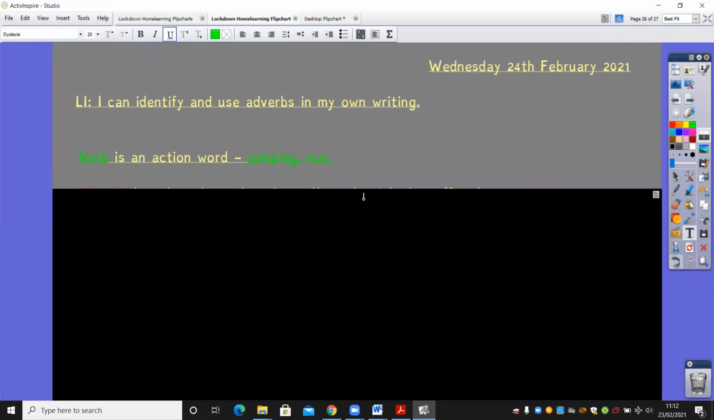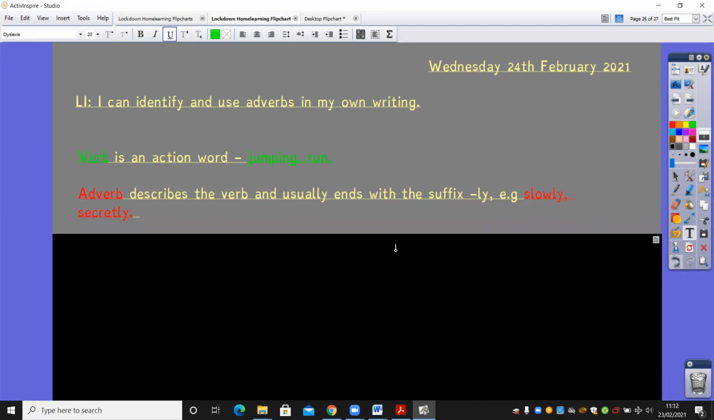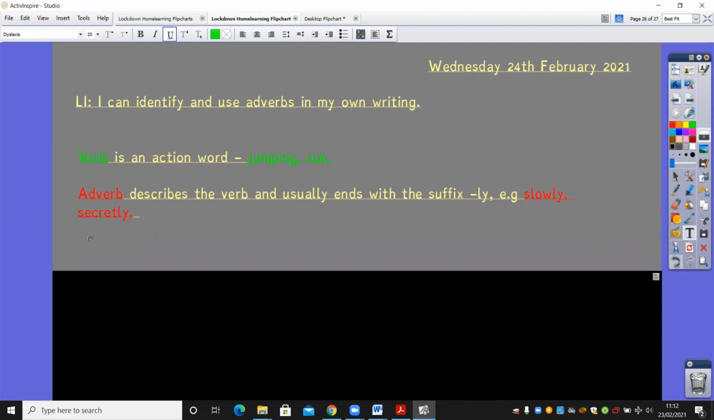Now, we also learned before that an adverb describes the verb and usually ends with the suffix ly. So, for example, we could have a sentence saying, he was running slowly, where we have the running, which is the verb, and then slowly, which is the adverb, because it tells us how somebody is running.